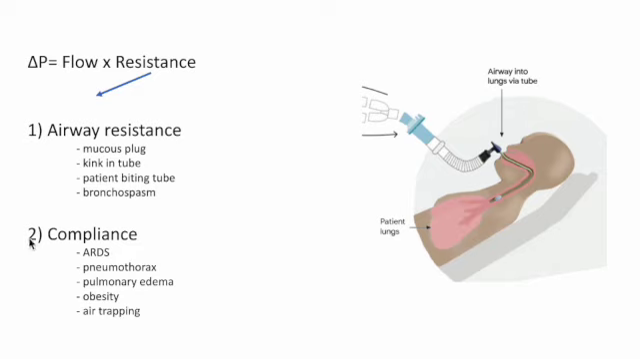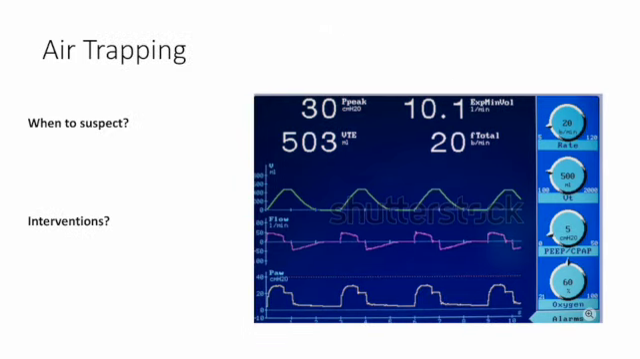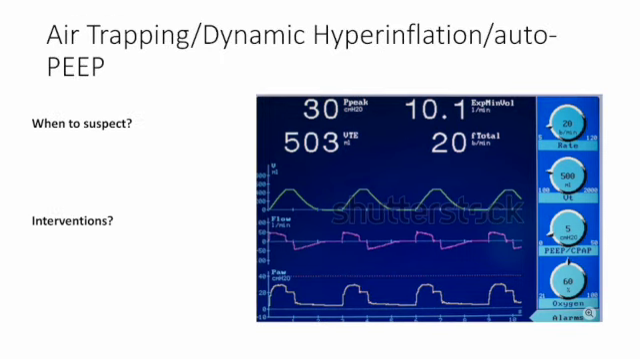So going back to the differential for compliance, we mentioned air trapping. This is actually a very important and dangerous cause of high peak pressure. So let's talk briefly about air trapping. Okay, so what is air trapping? Just for completeness' sake, air trapping is also called dynamic hyperinflation or auto PEEP. Air trapping occurs in a mechanically ventilated patient when the patient doesn't have enough time to completely exhale before the next breath is triggered. Because the patient didn't completely exhale before the next breath was triggered, more and more air gets trapped in the lung with each subsequent breath, resulting in increased pressures.